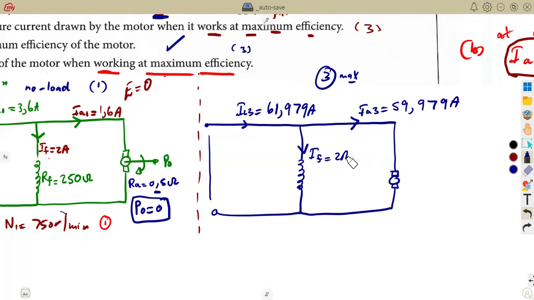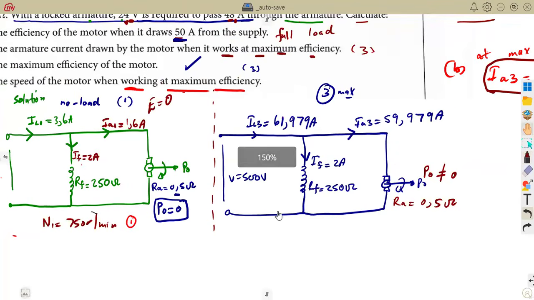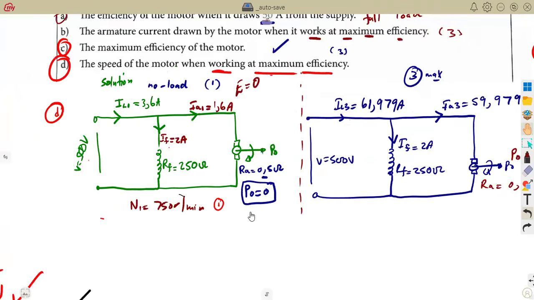Then the field, remember, we're already having this part of the field. It was 2 amps. Resistance of the field, 250. The terminal voltage, 500 volts, and the output. And the resistance of the armature, which is not changing, is 0.5 ohms. Definitely the output cannot be 0 here. It is not at no load. At no load, that's where the output is 0. That's the condition that you're simply having. Remember those speed control type of questions that we had before?